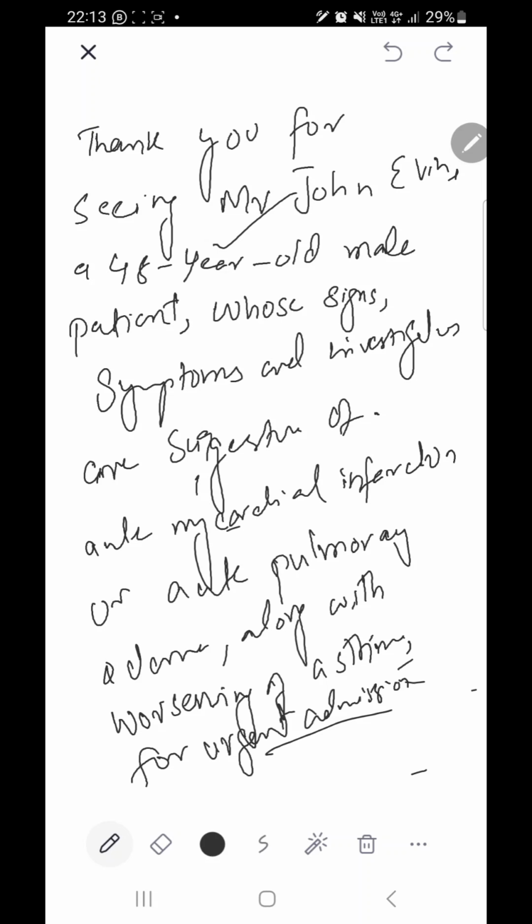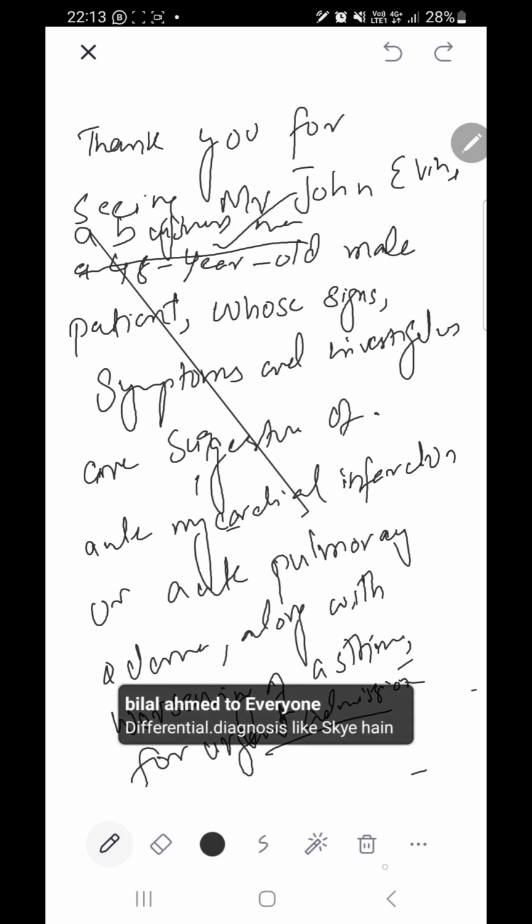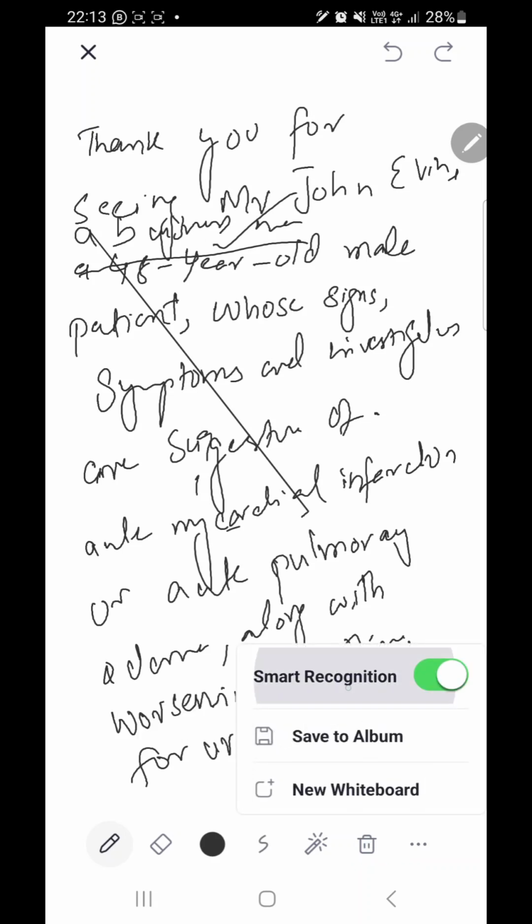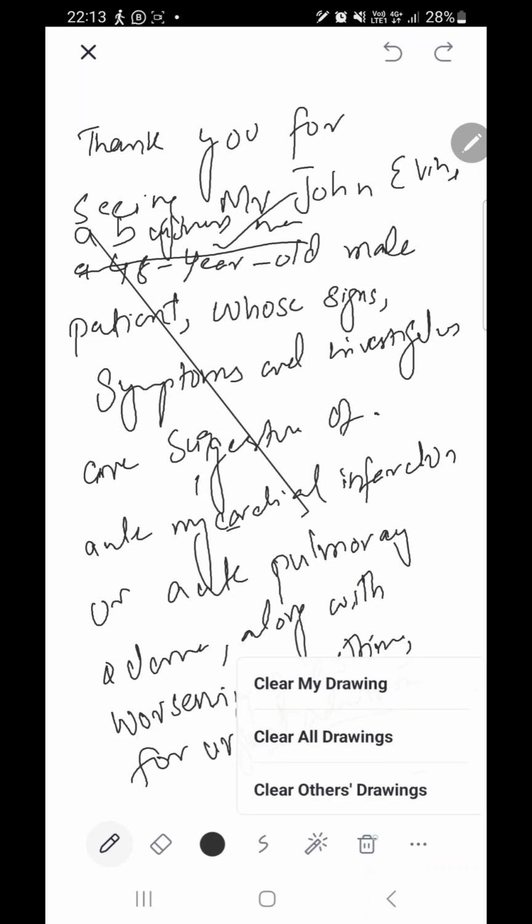So this will be the introduction. We can write it down: thank you for seeing Mr. Elvin. If you have done the age, you can cut it down, or we can write it down. A businessman, you can also write down. So you can write the introduction in this way.